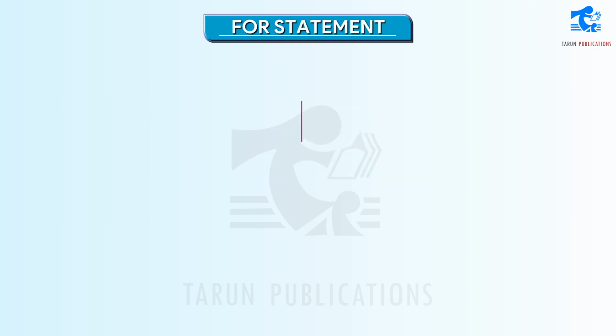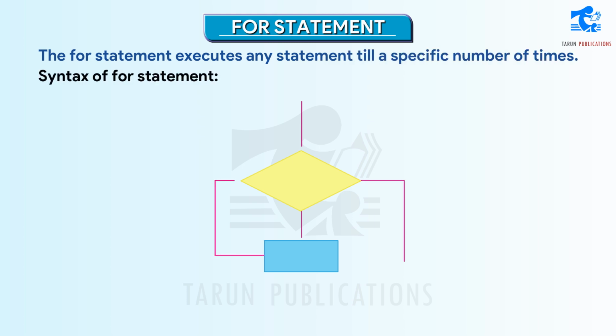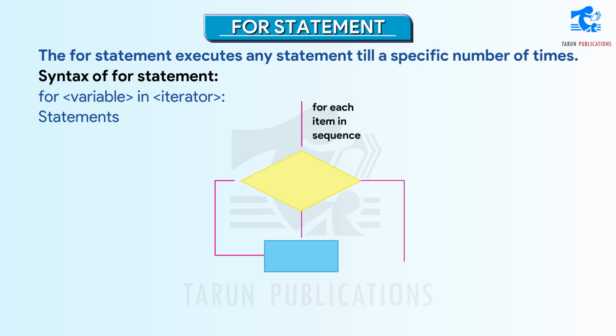For statement. The for statement executes any statement a specific number of times. Syntax of for statement: for variable in iterator, statements. For each item in sequence, if the last item is reached, it is false and the loop exits; otherwise it is true and the body of for executes.